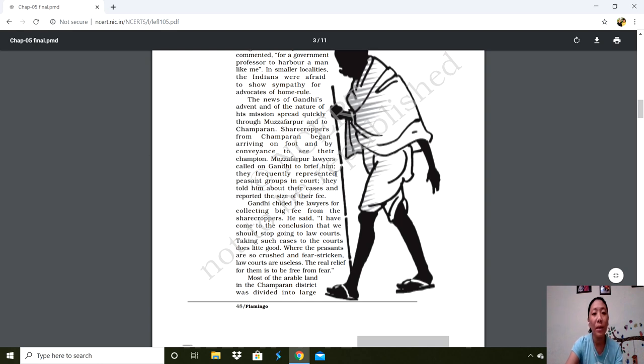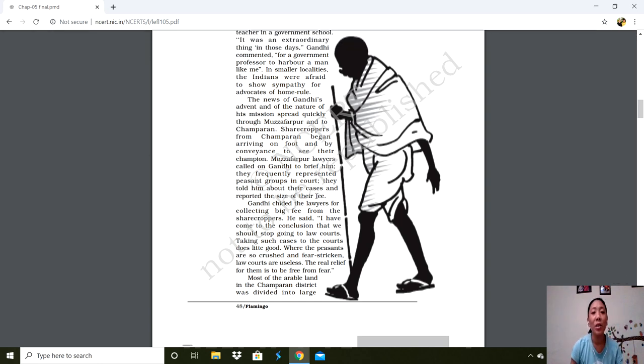They frequently represented peasant groups in court. They told him about their cases and reported the size of their fees. So, after arriving at Muzaffarpur, Gandhiji gathered the lawyers who were there and asked them to brief him about the situation. They informed Gandhi that they visited courts to present the issue in court.